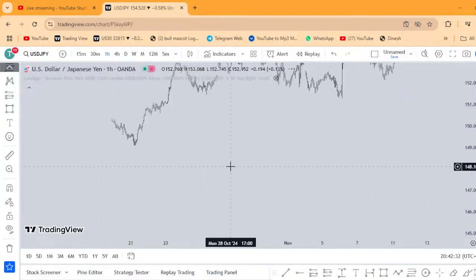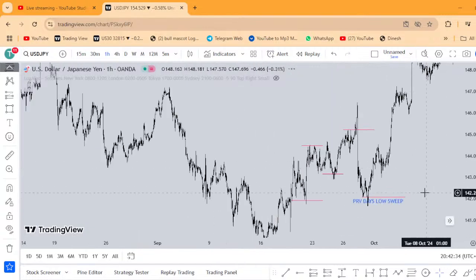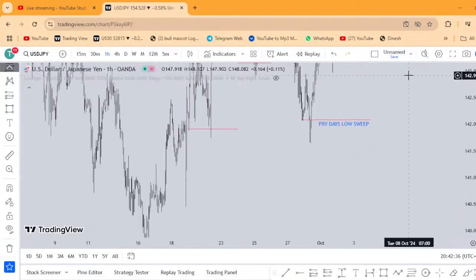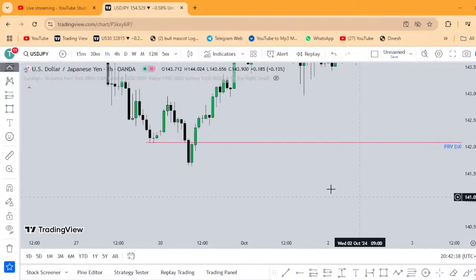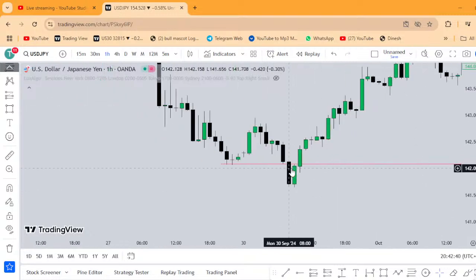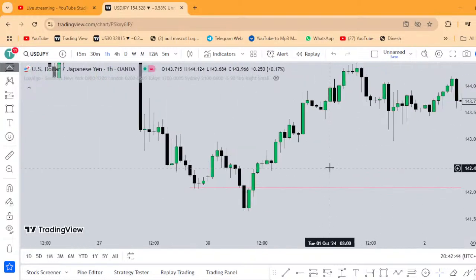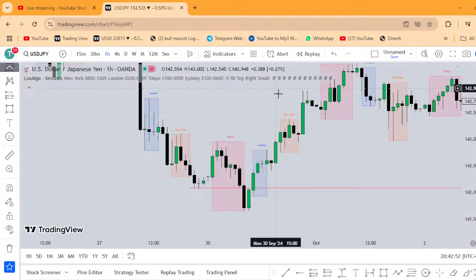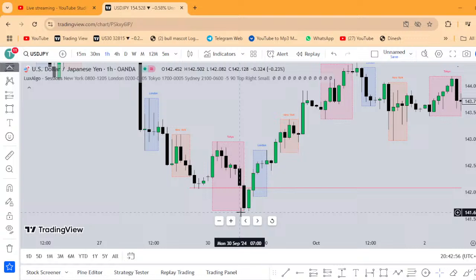So if I go to the 1 hour chart and see this same zone, price clearly swept. So when price swept, now I'll put my session indicator on, because I want to take my trade inside the kill zone, not outside. You can clearly see the Tokyo session is the one which swept previous day's low. So I want to enter my trade in London session because that's when there will be volatility.